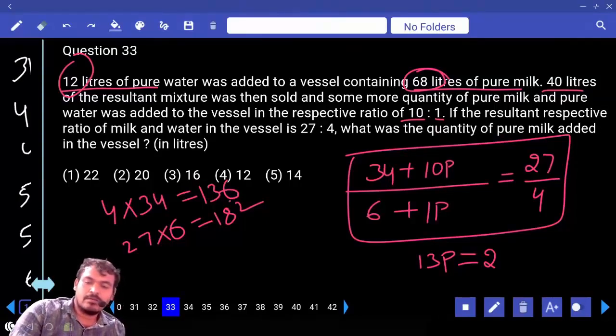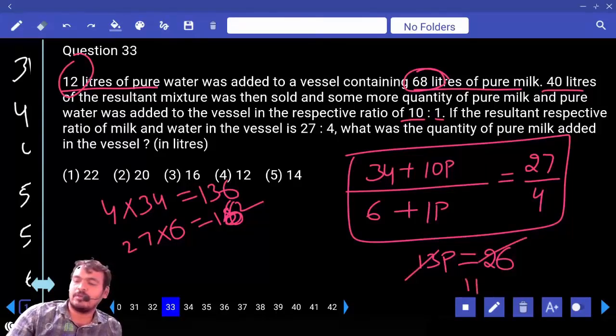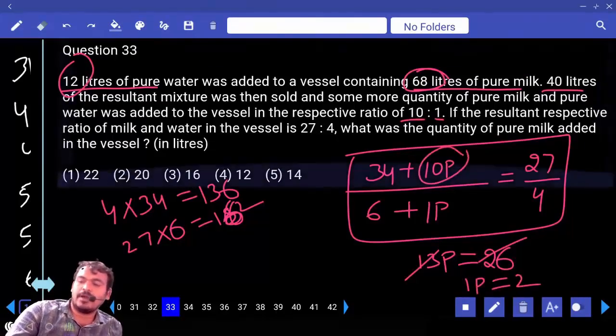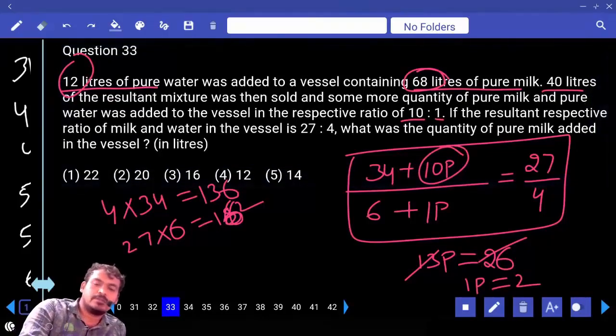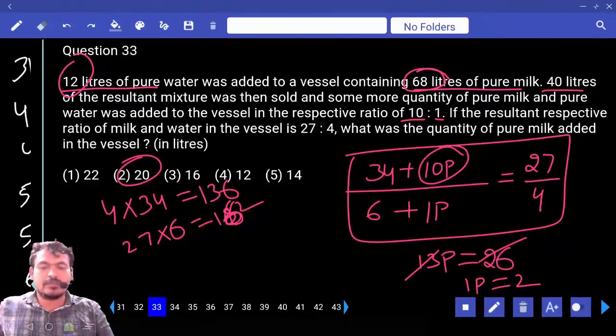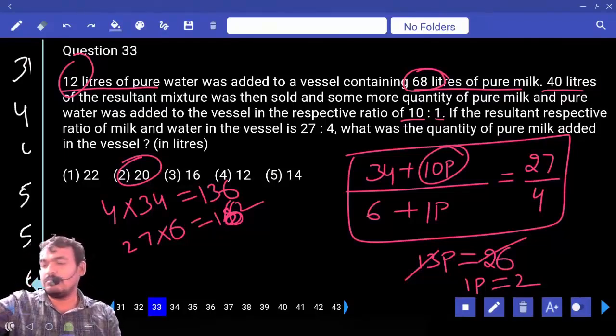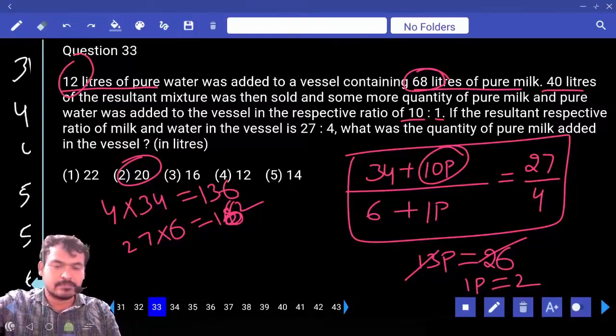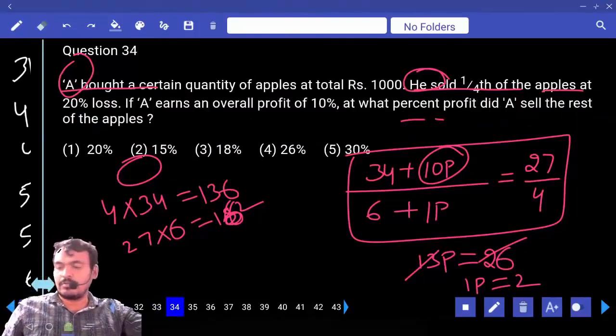160, 162. What is the difference? 26. 13 parts, 26 means what is the 1 part value? 2, or not? What is required? We required 10 parts or 1 part? 10 parts. Answer 20. 162, 136, difference 26.